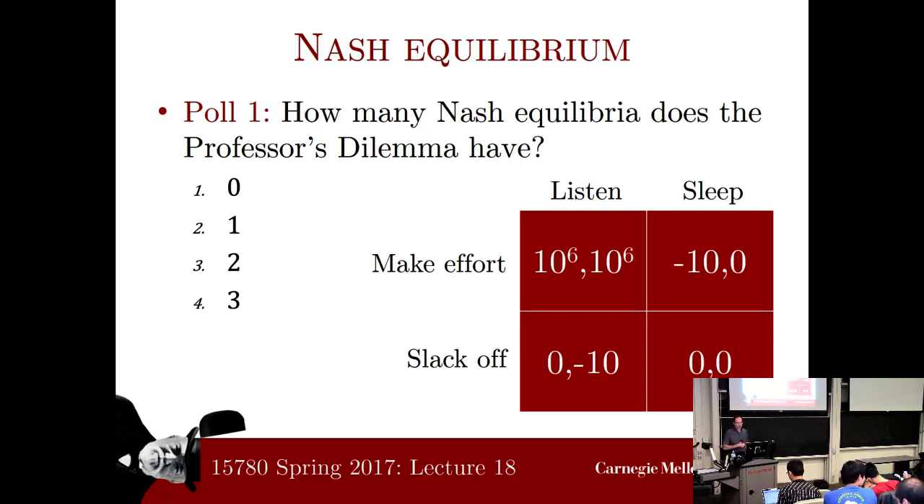Okay, so the poll is, we're going back to the professor's dilemma. And the question is, how many Nash equilibria does the professor's dilemma have? For those of you who have seen Nash equilibrium before, I'm not talking about mixed strategies yet, just about pure strategies. I haven't introduced these terms yet, but in case you've seen Nash equilibrium, take that into account. Let me open the poll.